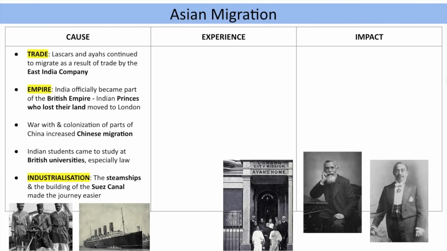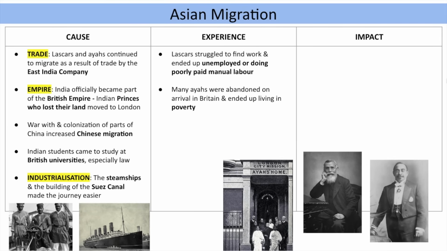So those are the reasons for increased migration, and some are the same and some are different from the previous period, but the experience is largely the same as the early modern period. Lascars and Ayahs struggle to find work and end up being unemployed or doing poorly paid manual labour. Similarly, the Ayahs are abandoned and end up living in poverty. There are charities set up to help them. You can see in the photograph the example of the Ayahs' Home set up by the London City Mission.